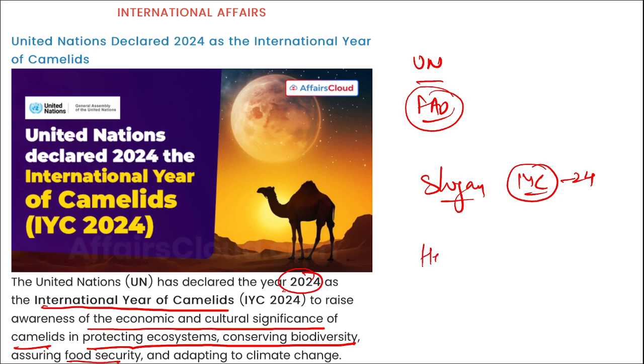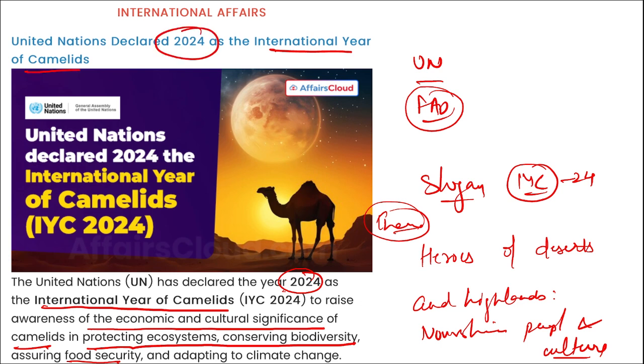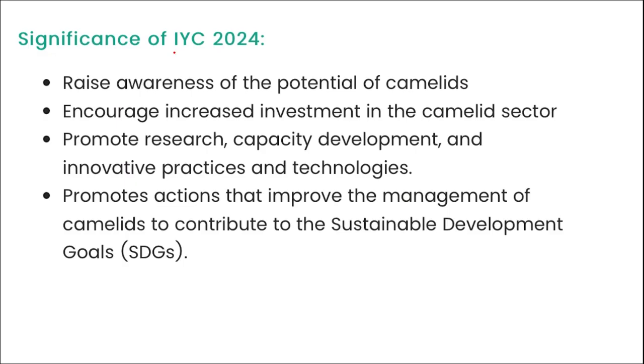I repeat, Heroes of Deserts and Highlands, Nourishing People and Culture. This is the theme, or you can say slogan, for the International Year of the Camelids, that is 2024, and it has been declared by the UN.